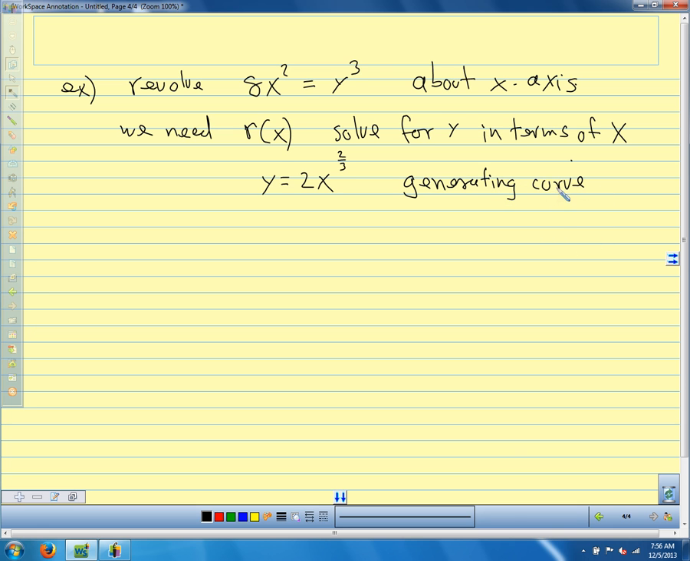So this is our generating curve, and since we're revolving about the x-axis, we're going to say y squared plus z squared equals 2x to the 2/3 squared. And that would be the equation of our surface. And I can simplify this if we want to.